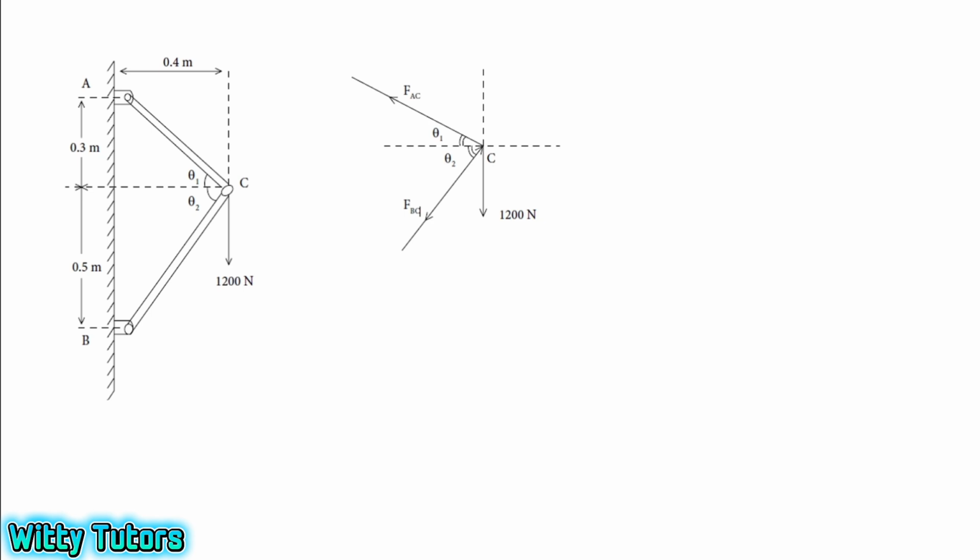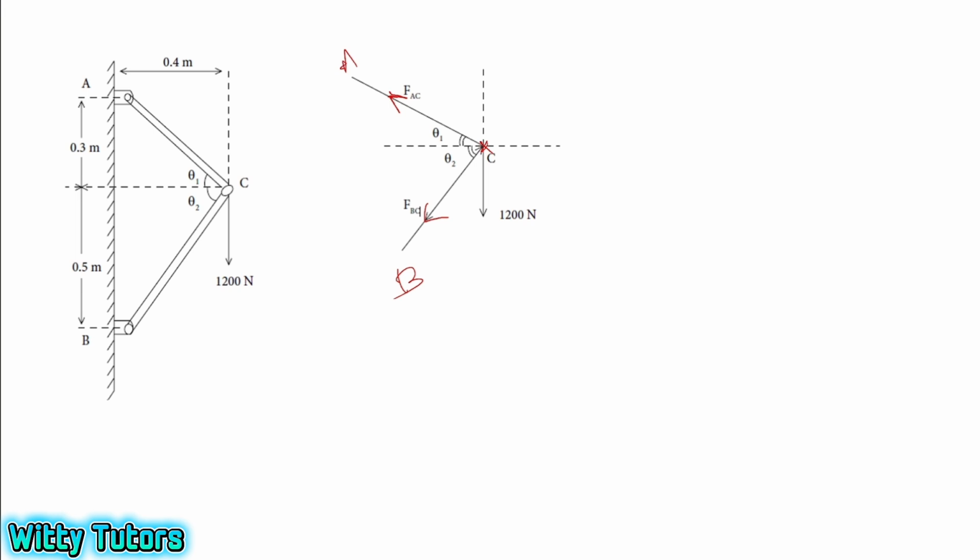First I'm going to draw a free body diagram like this. We know this point C is the hinged point, and from there we have bar AC and CB. So this is our bar AC and this is our bar CB. I'm considering these two bars in tension, that's why I'm giving the arrows away from the point C. This is the force in bar AC, that is FAC, and this is the force in bar CB, that is FBC. There is an angle theta 1 and theta 2.